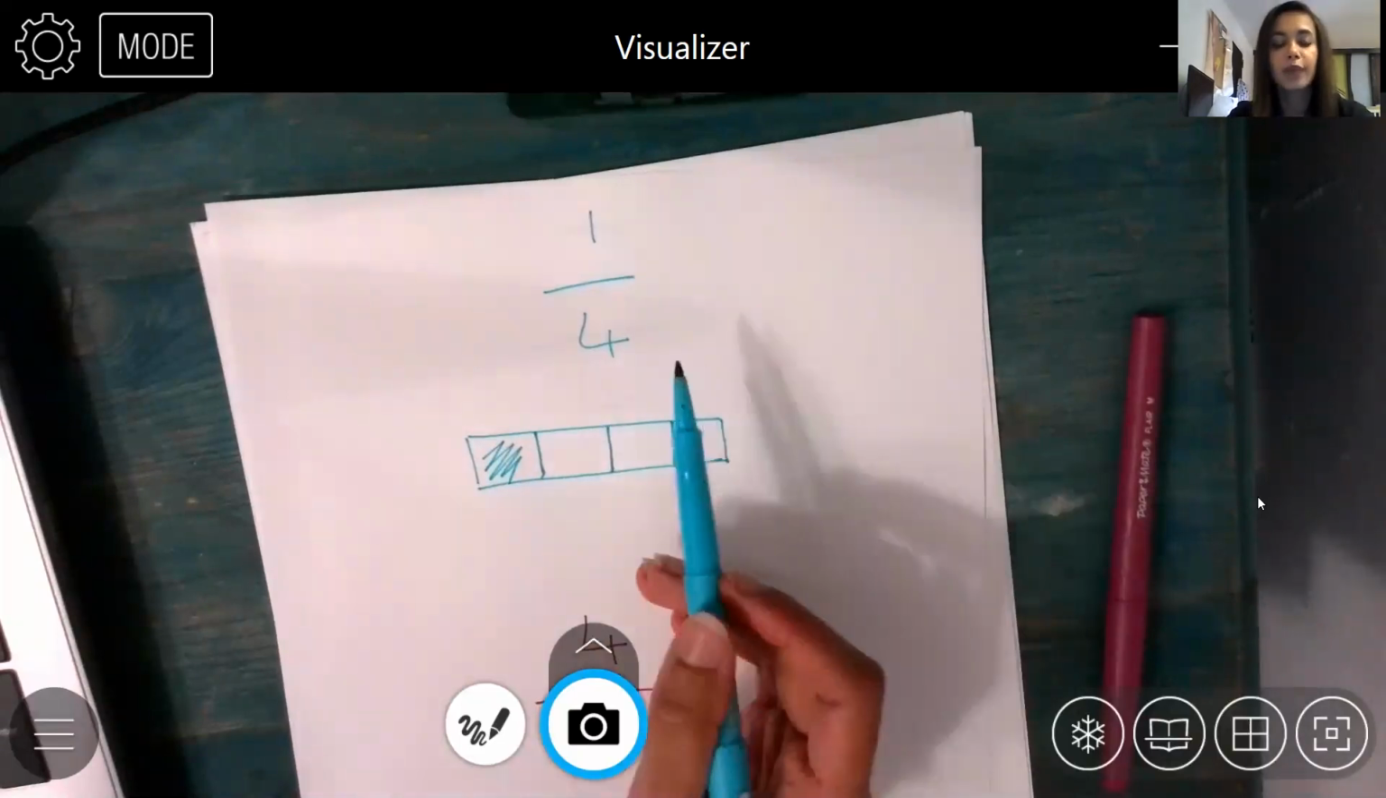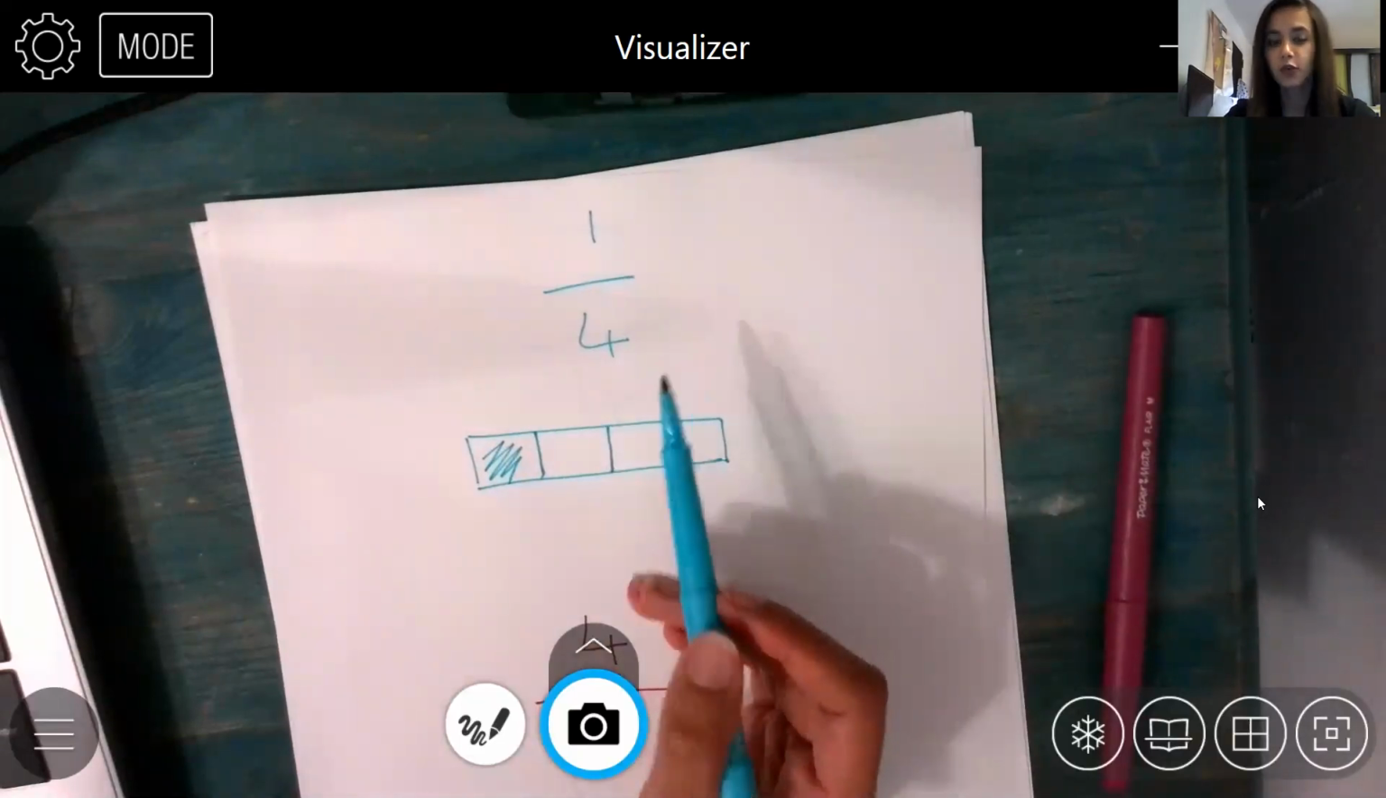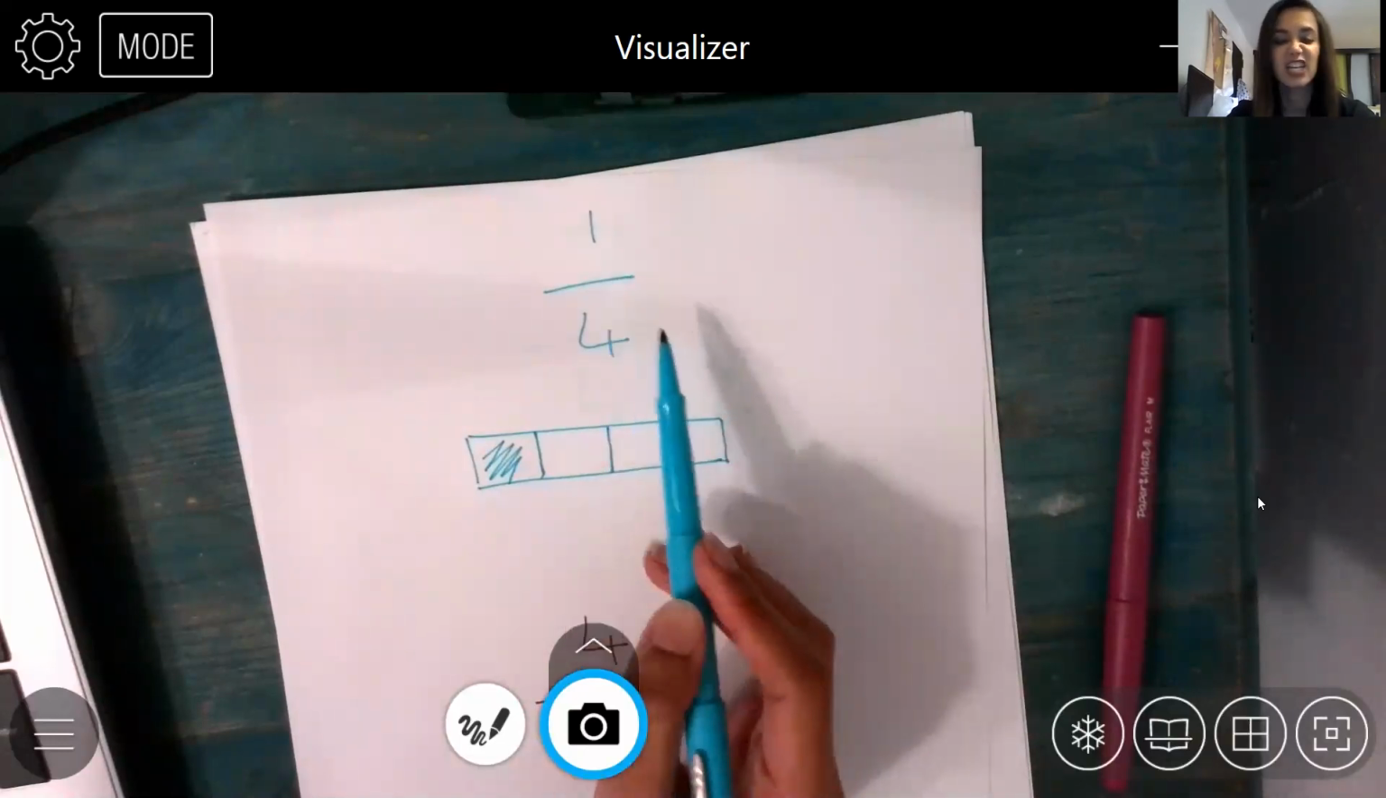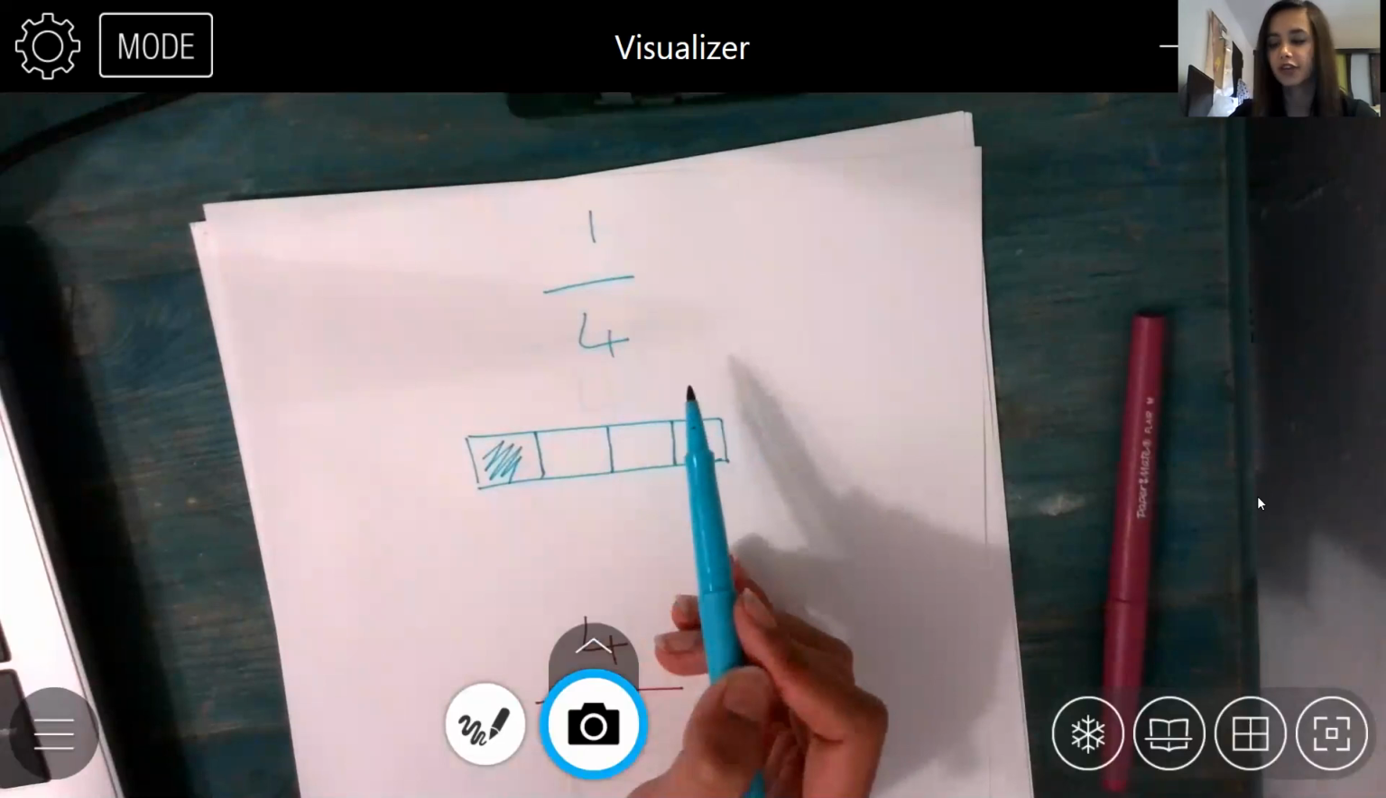This is what we call a proper fraction. So it's how we normally expect to see it. The numerator is smaller than the denominator, and it looks pretty normal, looks like a proper fraction.